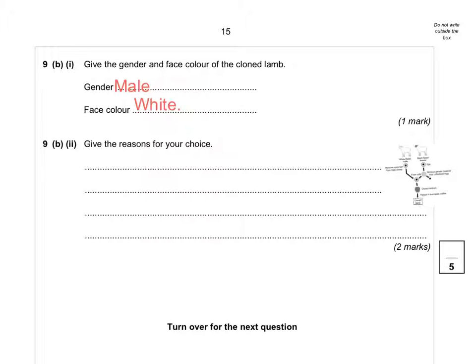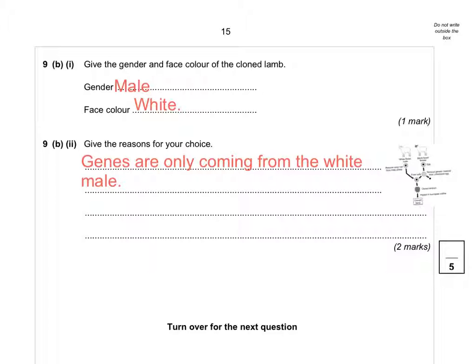So give the reasons for your choice. You need to say that the genes are only coming from the white male. So you get 1 mark there for mentioning that it's genes or genetic material, and your second mark is saying that it comes only from the white male.